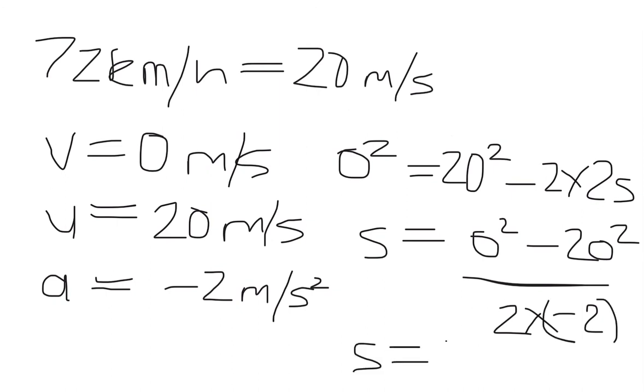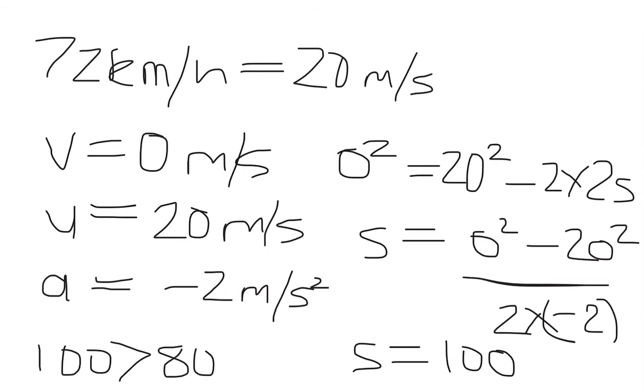Now because the 100 meters is greater than 80 meters, it means the car will not avoid hitting the pedestrian. In other words, the car will hit the pedestrian. It's quite a sad sum, but anyway, it means the car will not be able to stop in time to avoid the pedestrian. I hope this has given you some insight on how to tackle questions of horizontal motion.